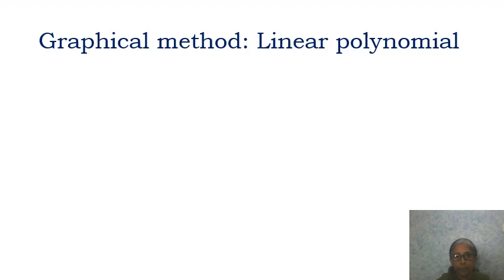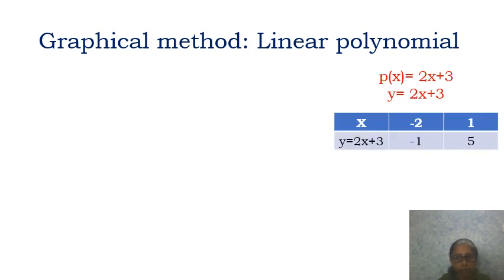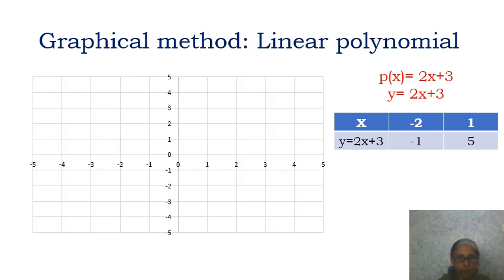Now we'll do the graphical method for a linear polynomial. We'll take the example 2x plus 3. So p of x is equal to 2x plus 3. You equate that to y. y is equal to 2x plus 3 so that you can get the points. So you make the tabular form and then get the values for x and y. After that you start drawing the graph. You plot the points and then draw the line. See, here you get a straight line for a linear polynomial.